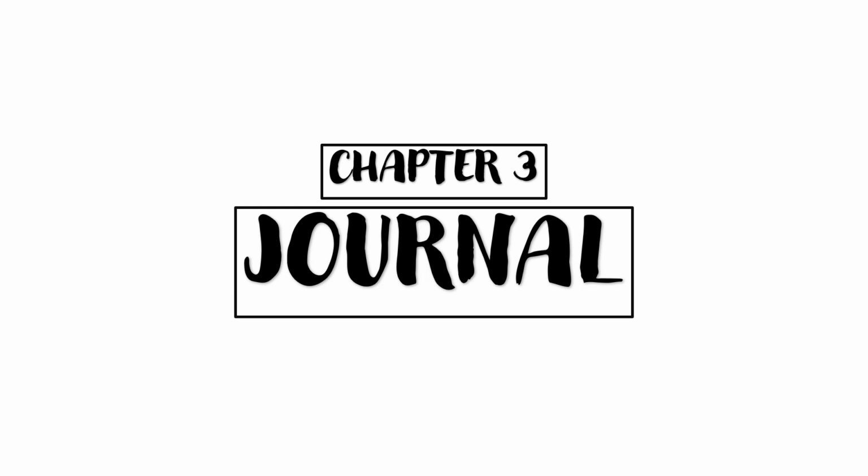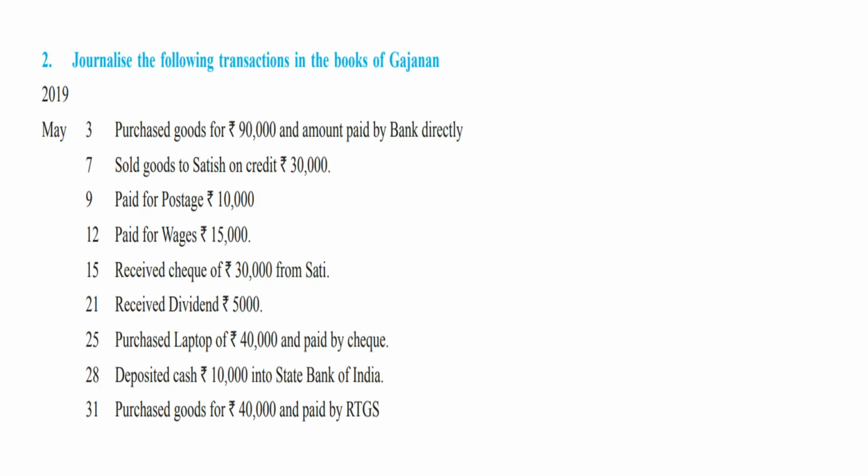Now we will start with sum number 2 students. It is given in your textbook: Journalize the following transactions in the books of Gajanan. The year is given as 2019, month May, date 3rd May. The very first transaction is purchase of goods for rupees 90,000 and amount paid by bank directly. So the entry is very simple, as I said earlier.